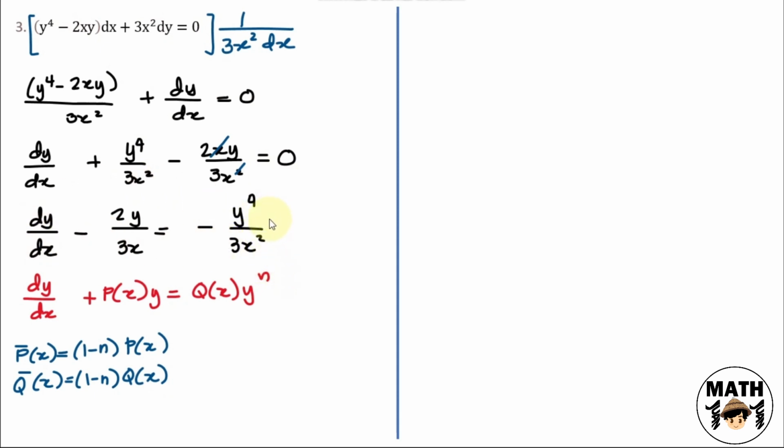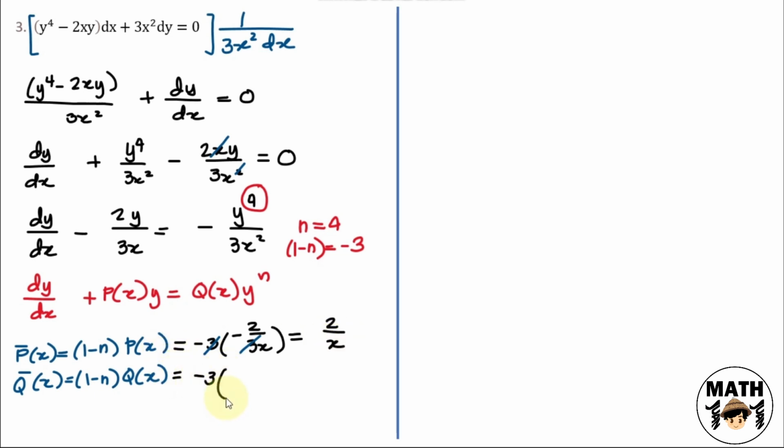We can see that that is 4. And the value of 1 minus n is equal to negative 3. Multiply natin ngayon by negative 3 yung original p of x natin, that is negative 2 over 3x. Simplifying this, negative times negative, that is positive 2 over x. For the new q, again that is negative 3 multiplied by the old q, negative 1 over 3x squared. Simplify. Then this will become positive 1 over x squared.